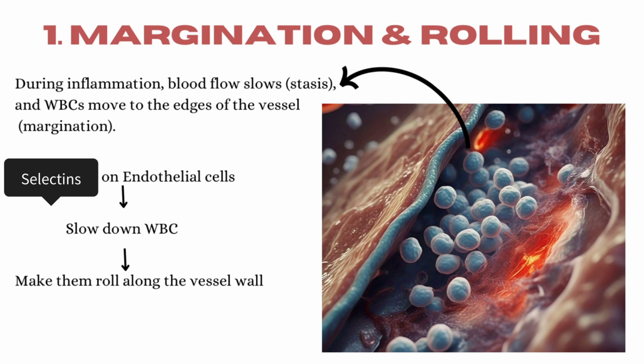We know that in the last step of inflammation, that is stasis, where the blood flow slows down, the WBCs move to the edges of the vessel. This is called margination. Basically, the endothelial cells have selectins that slow down the movement of white blood cells, and they make them roll along the walls of the vessel.